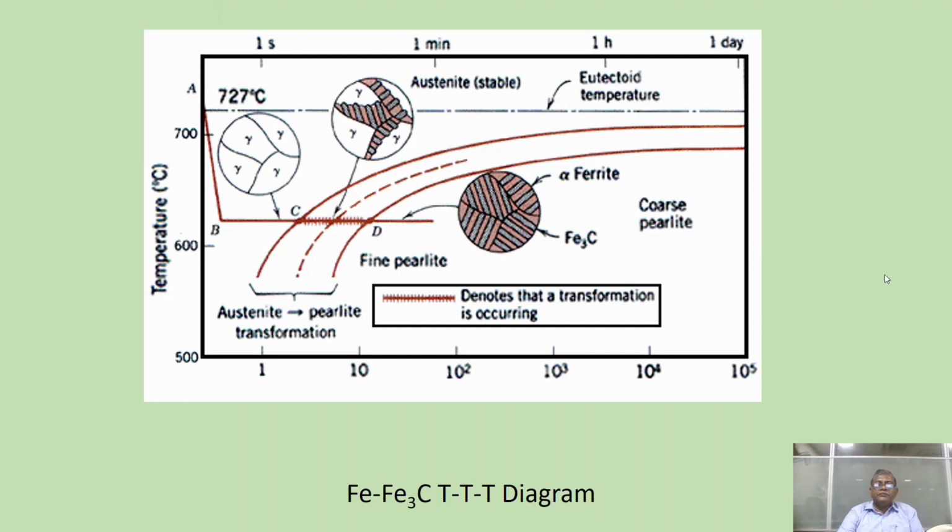Here you can see how to do the cooling to get the required microstructure, how the austenite is transformed into fine pearlite. Up to this temperature, it is cooled fast. After that, you maintain that temperature so that you get a fine pearlite.